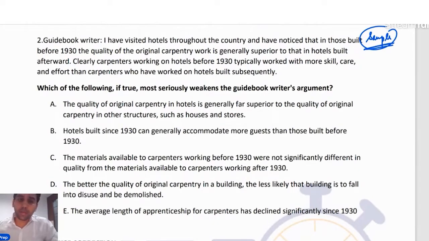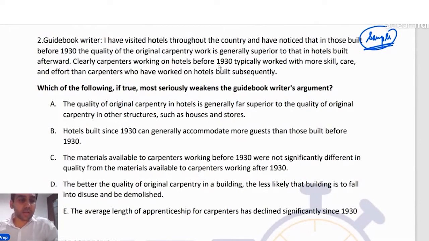So, be very clear about that. You've got to be clear about whether the sample is representative or not. And here, that's exactly what's happening. The author talks about the hotels that he has visited, and just because the author has visited certain kinds of hotels, based on that, he can't make a sweeping conclusion about the buildings that would have existed before 1930 and after 1930. That is what you need to be able to spot. This pattern is really important. It can really save you a lot of time when you're trying to tackle these kinds of questions.